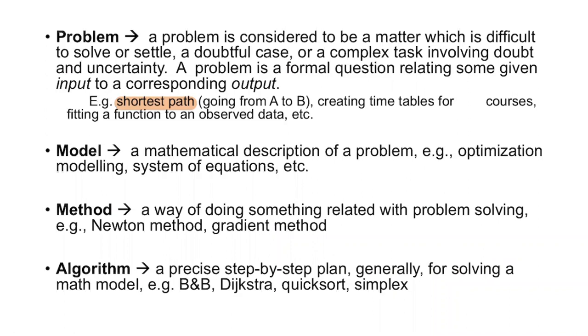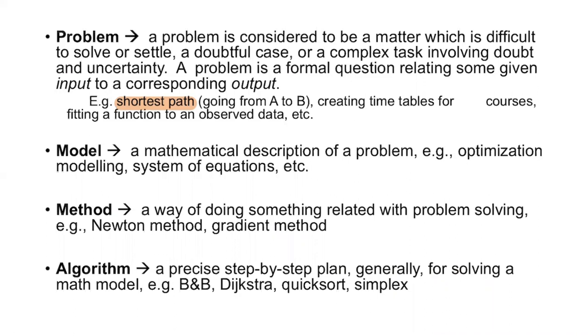You see here, you always find some input and some output of the problems. A model is basically a mathematical description of a problem. It could be, for example, an optimization model. You can use, for example, a system of equations. This could be enough for representing some problem.